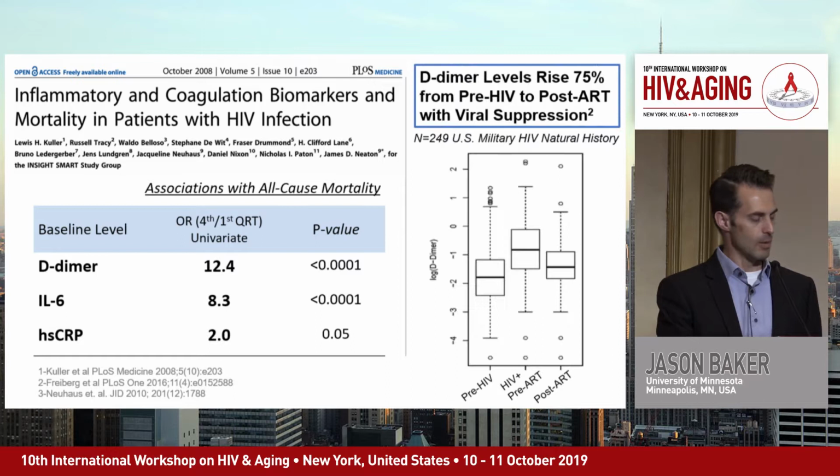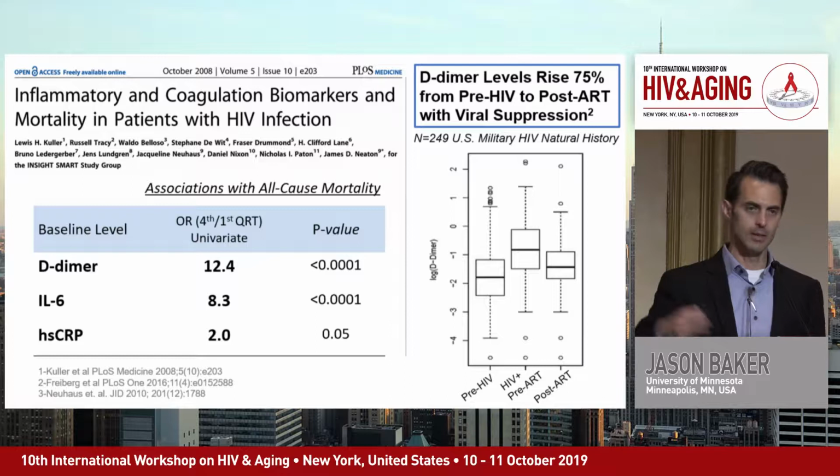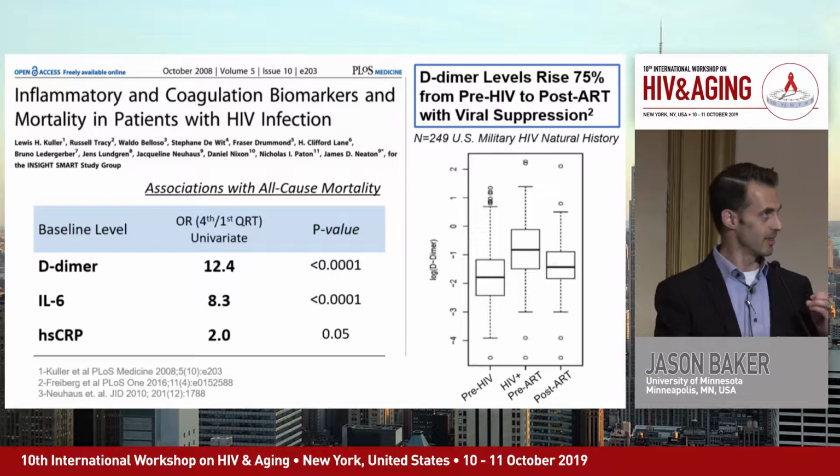And since then, one of the better studies that exemplifies that came from Matt Freiberg, when he was able to get specimens from patients before seroconversion to HIV, after, before treatment, and then after antiretroviral therapy, and showed that even after treatment and viral suppression, D-dimer levels were 75% elevated when compared to pre-seroconversion. So higher levels and a really steep risk gradient for non-AIDS related mortality.